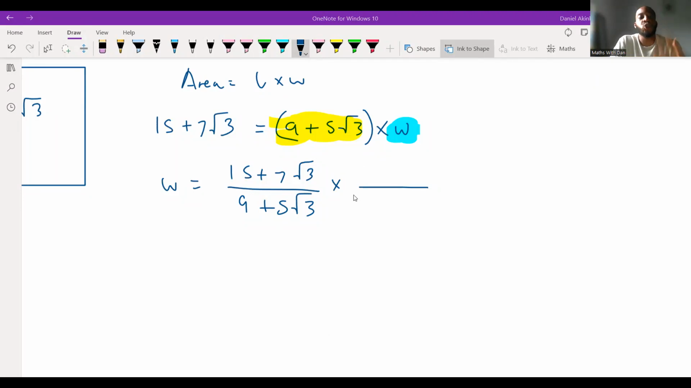We multiply by the conjugate or the opposite sign, right? This is a plus here, so we just change it. 9 and a 5 root 3 here, and we're just going to put minuses here.